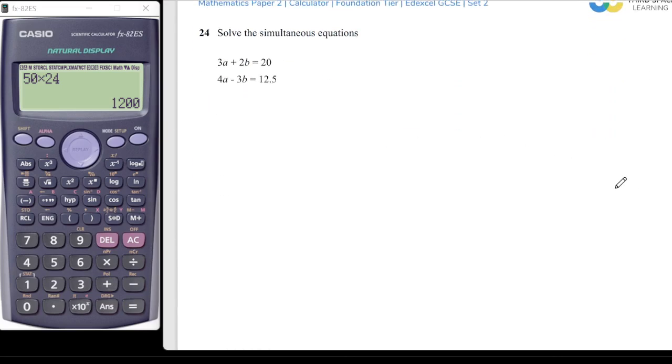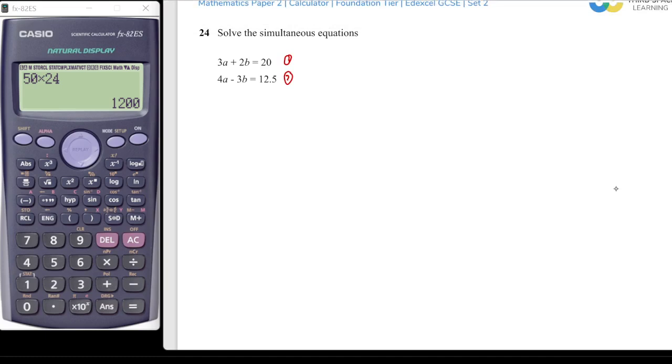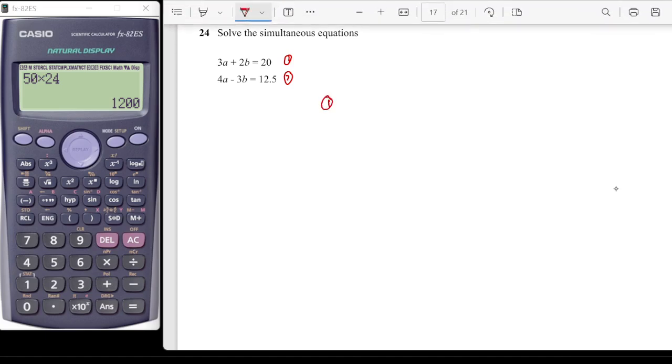Question 24, solve the simultaneous equations. Okay, so the idea behind simultaneous equations is we either need to make our A coefficients the same size, whether that's positive or negative, or our B's the same size, whether that's negative or positive. So what I'm going to do is make my B's the same size. So to do that, I'm going to make them both 6. So I'll take equation 1 and multiply that by 3.